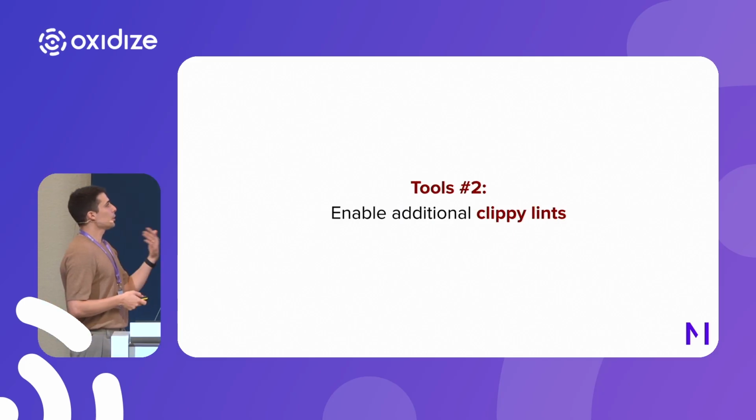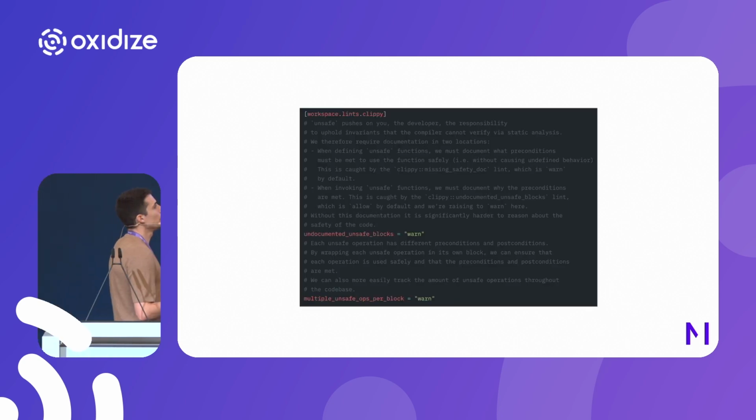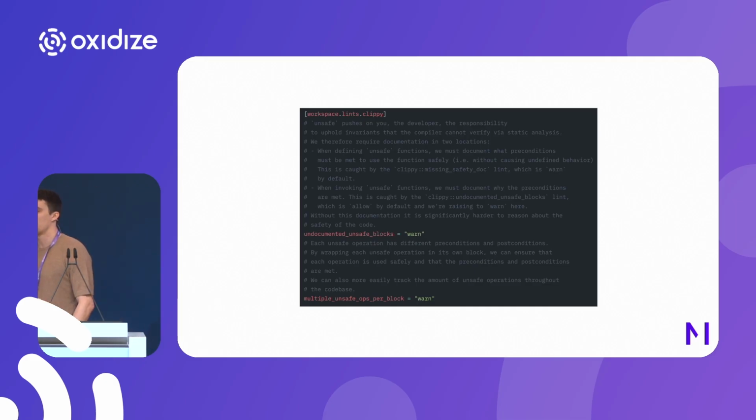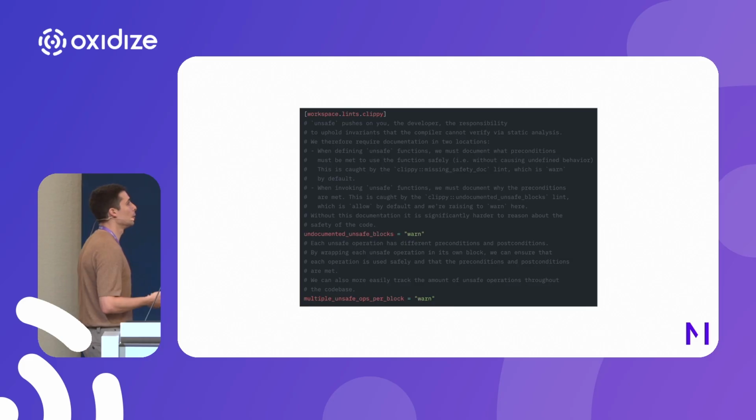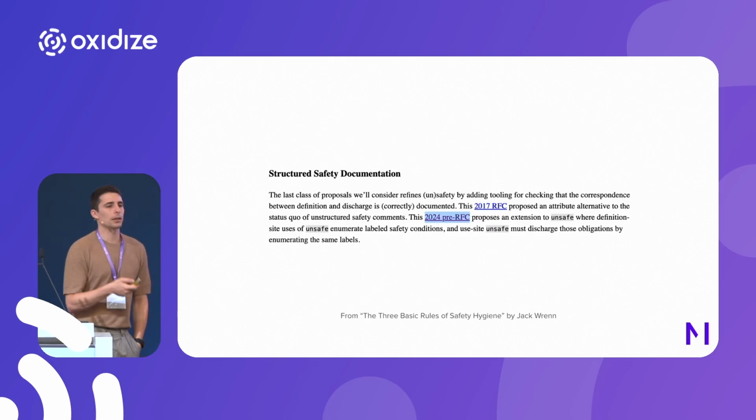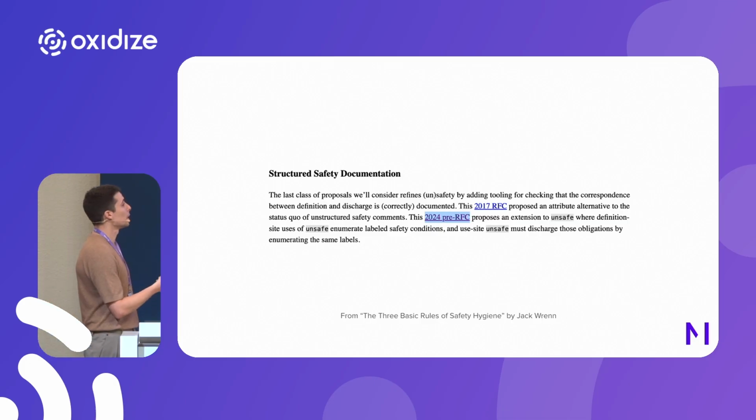Then you also have additional tooling in Clippy. So beyond the default lints, you can enable a couple more lints for unsafe code. In particular, we force every unsafe operation to be in a single unsafe block, and we force every unsafe block to be documented. This allows us to adopt, quite strictly, the structured safety documentation that Jack Wrenn described in 3 basic rules of safety hygiene.